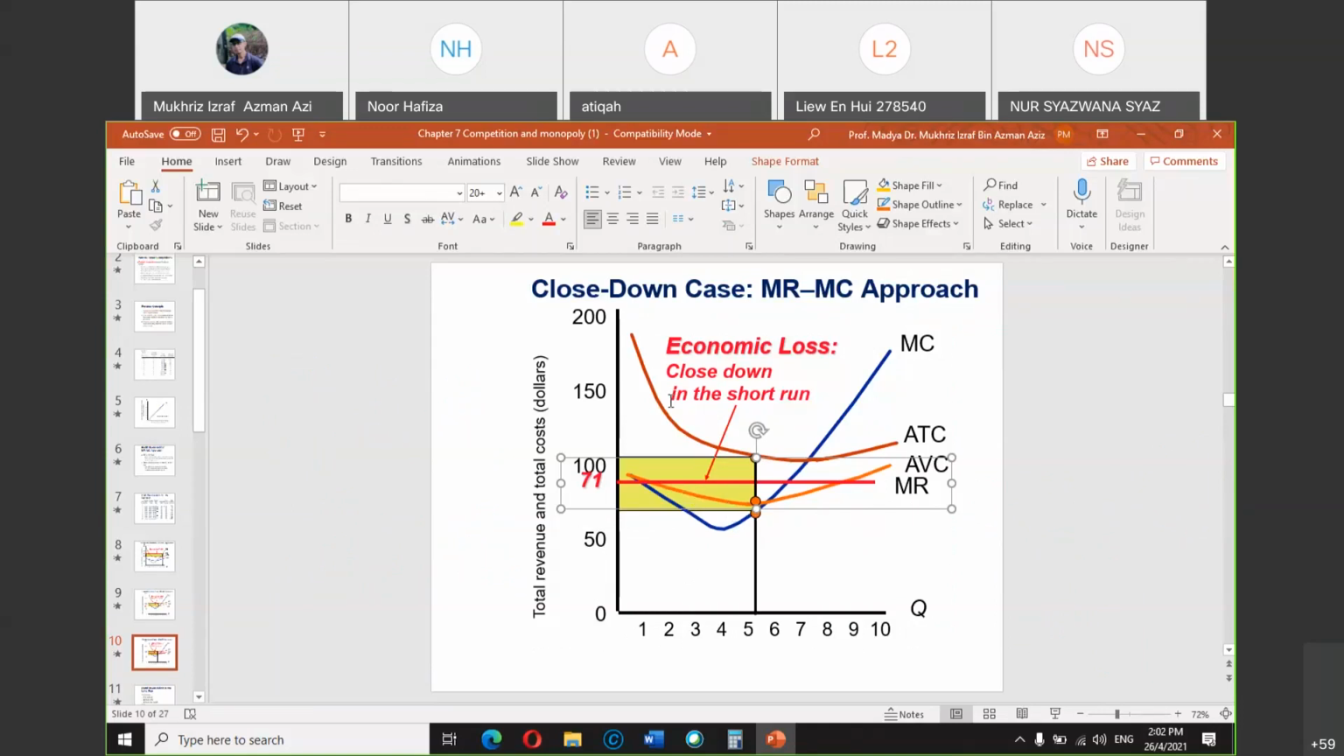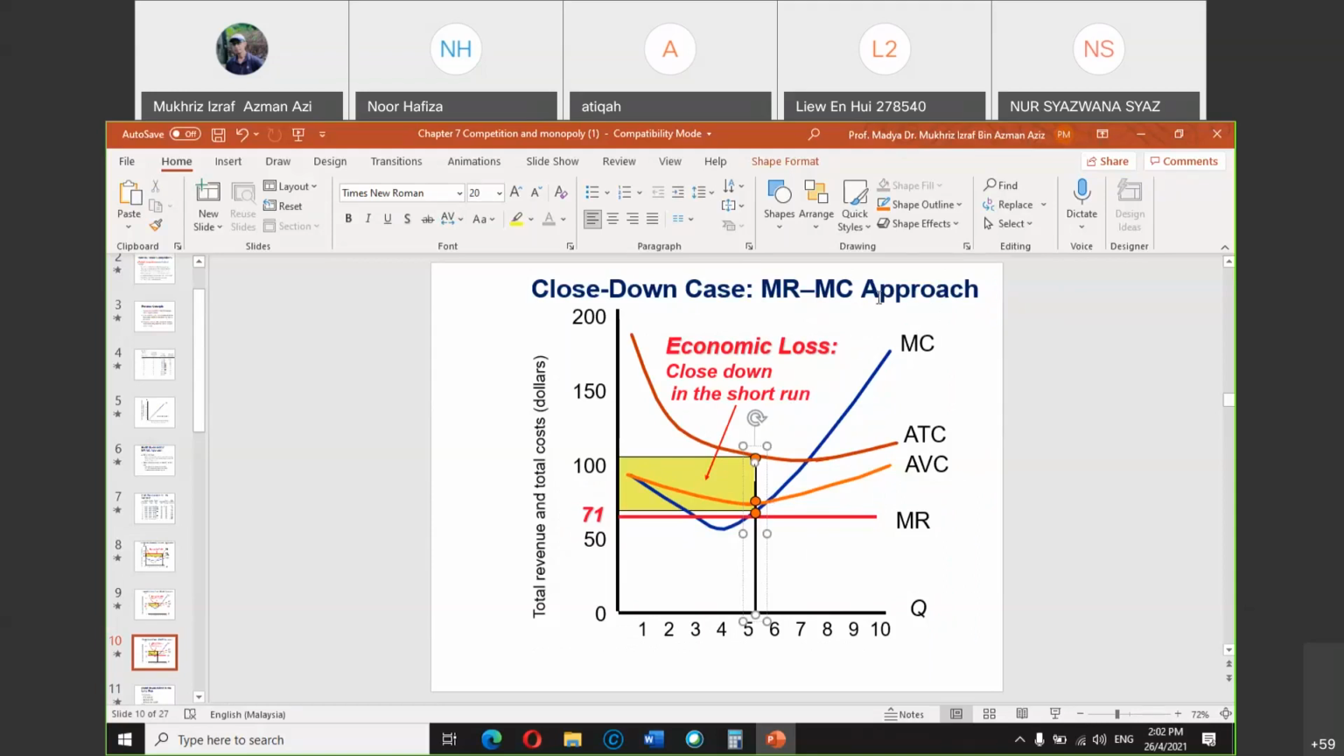They need to continue. But let's say this is the original position, this point here, meaning that the demand curve is below the average variable cost, but not at the minimum. You can see that this is the minimum point, at this line here.